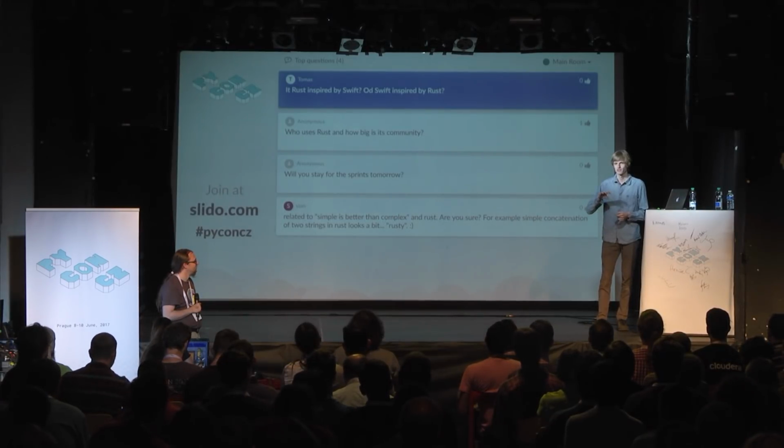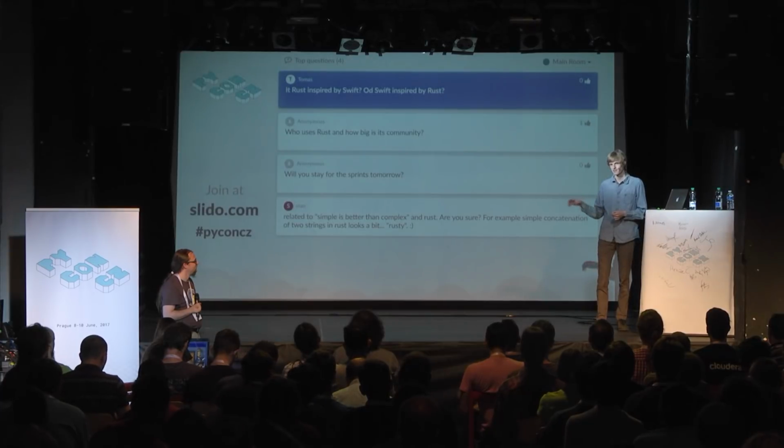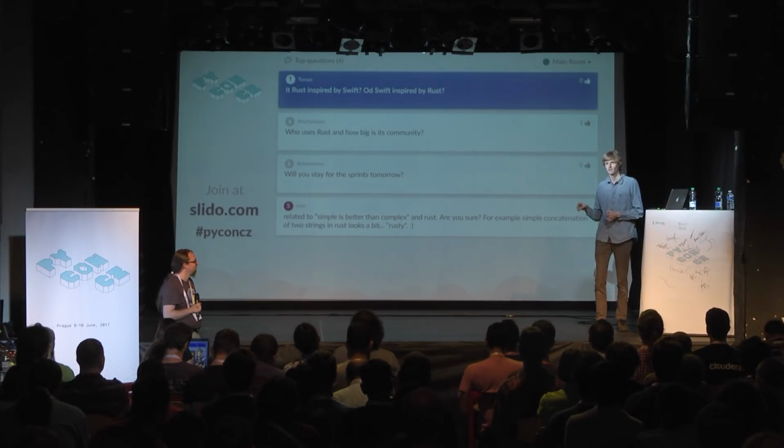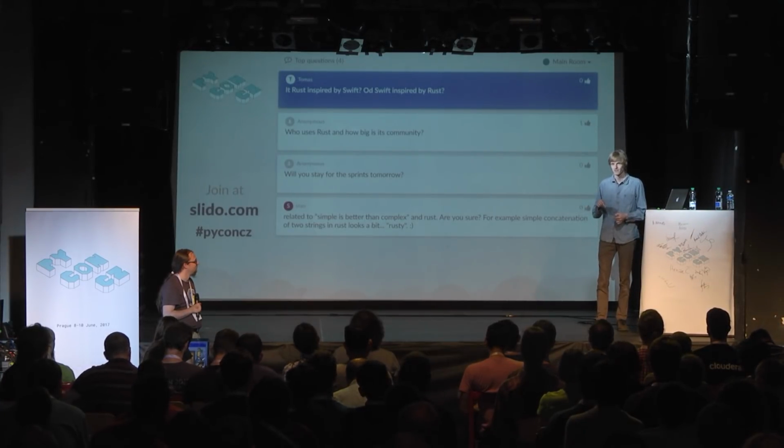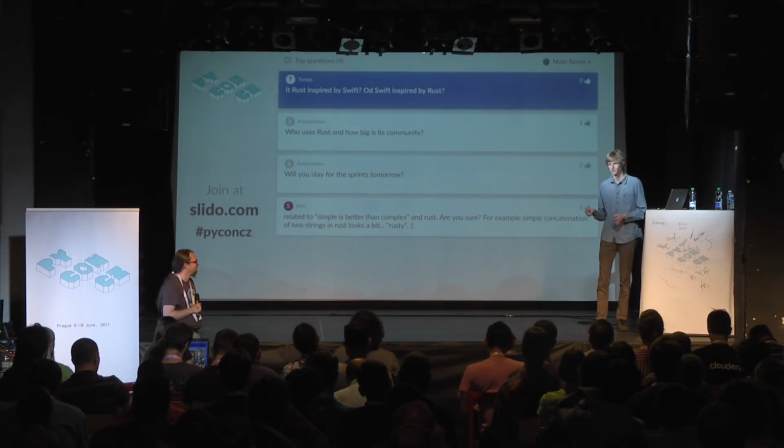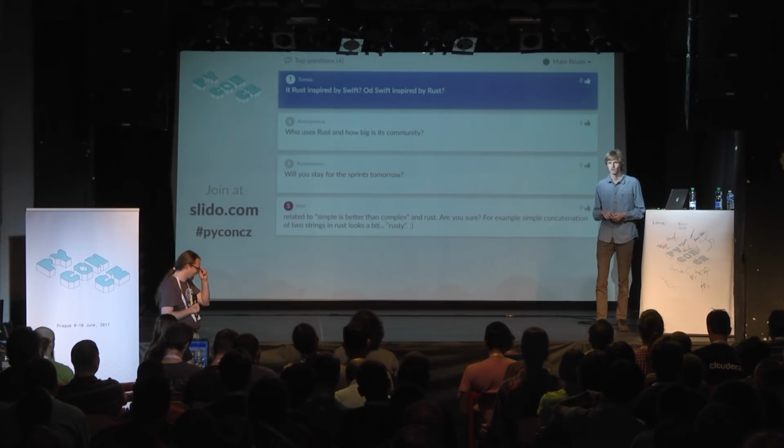What has happened over, I would say, the last 4 years is that a lot of people involved in the Rust language got ideas from Swift, and a lot of people that work on Swift happen to also be Rust developers. So there's a lot of intermingling going on.